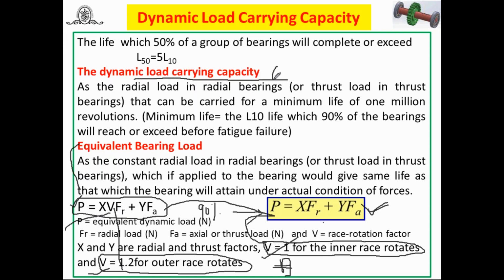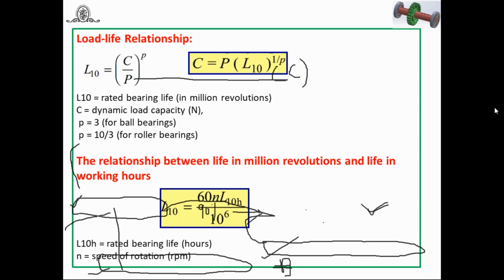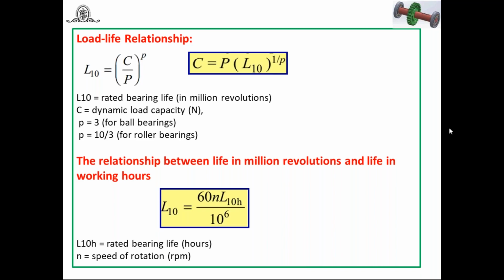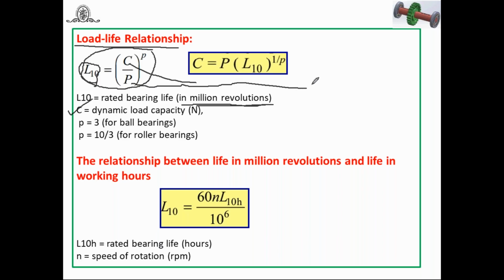Now you have the dynamic load capacity, which is given by capital C, and the static load capacity, which is given by C0. Then the load life relationship, this is a very important term. In the load life relationship, L10 is the bearing life in million revolutions. Try to understand, it is in million revolutions. C is the dynamic load capacity, and capital P is the equivalent dynamic load.